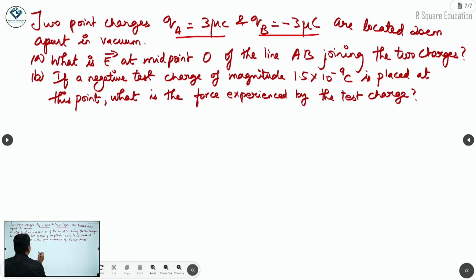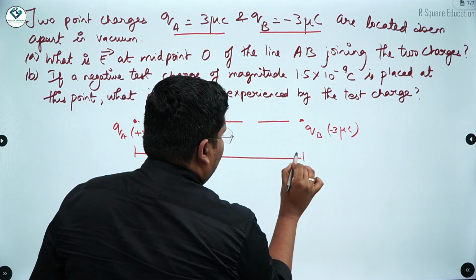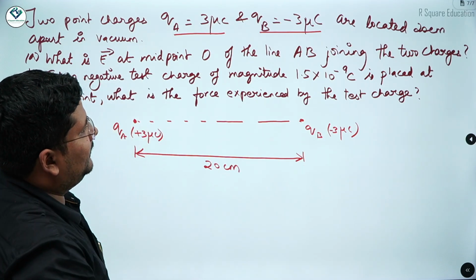Okay, so what we will do is first we will sketch what is happening. Let me have QA here and QB here, and QA is going to be plus 3 microcoulomb and QB is going to be minus 3 microcoulomb, and they are going to be separated by a distance of 20 centimeter, right? And then what is given?